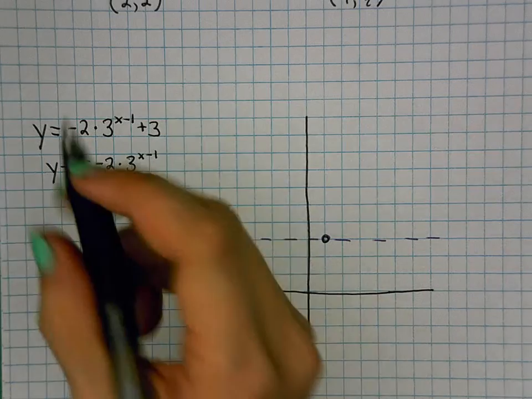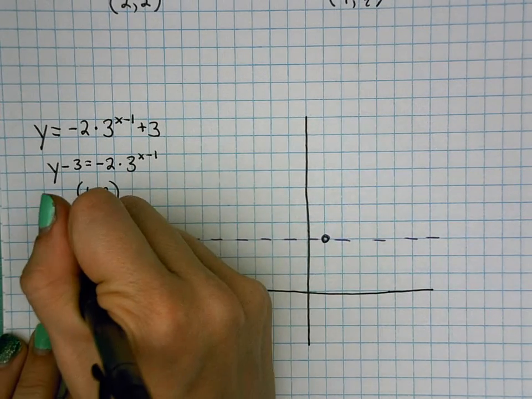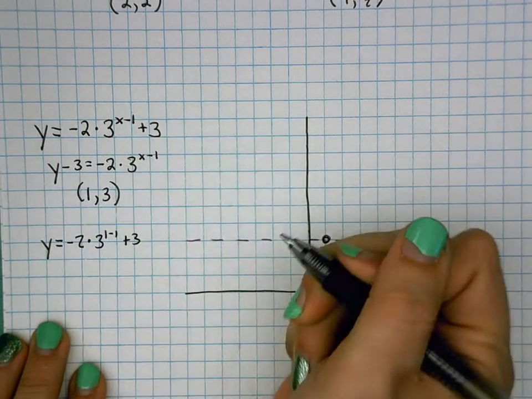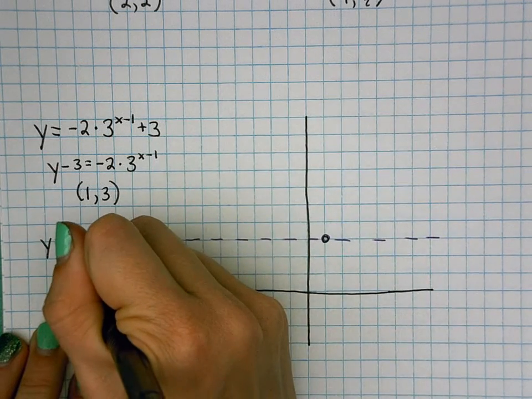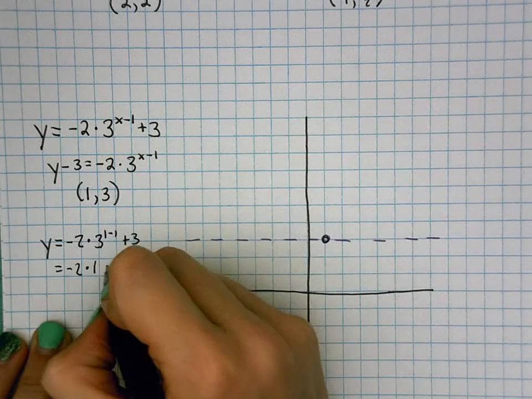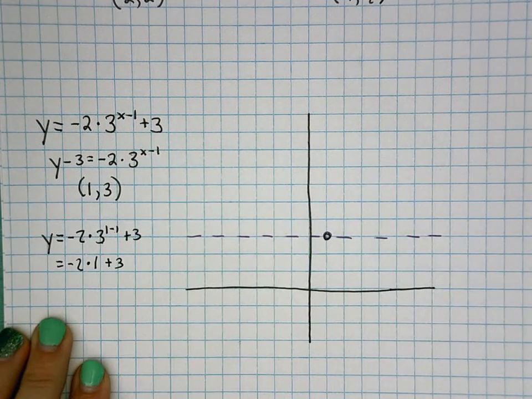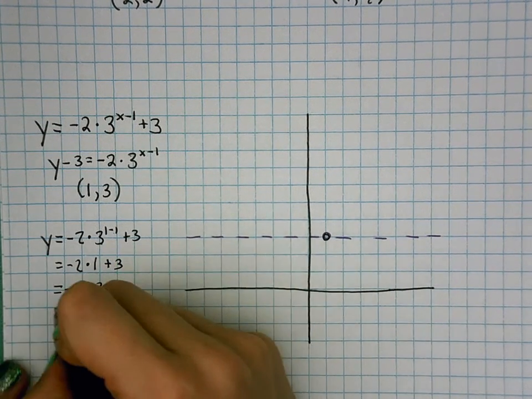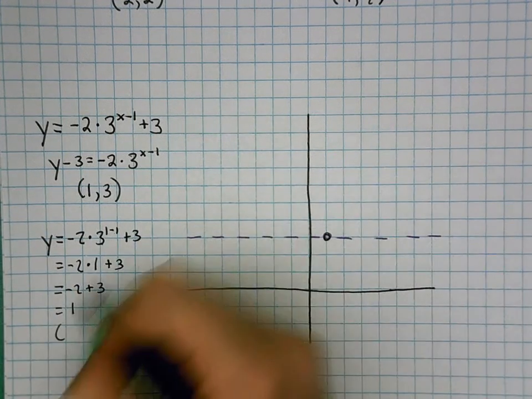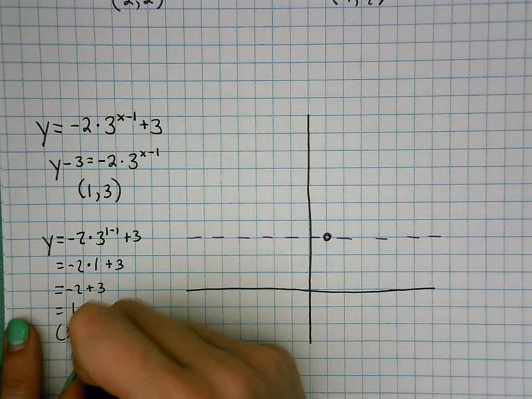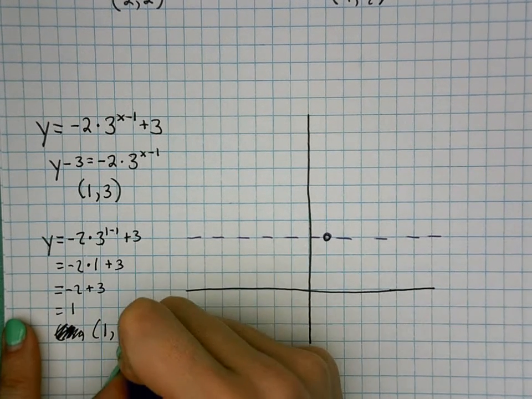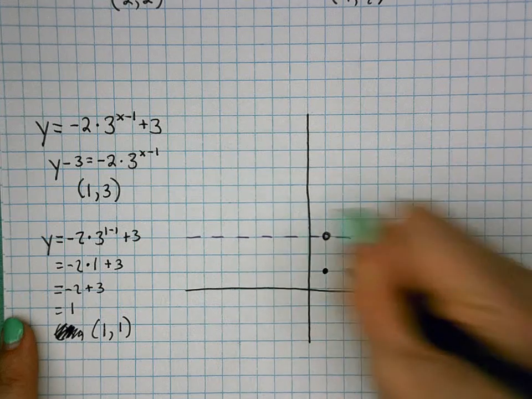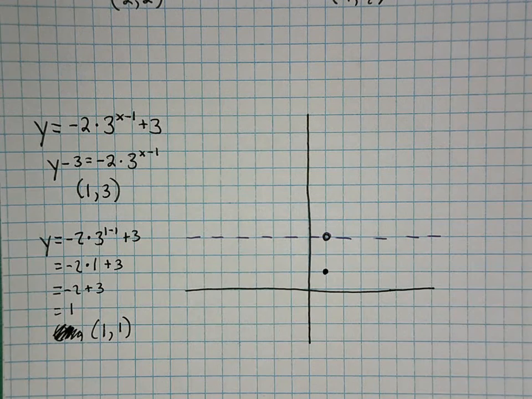I'm going to go ahead and plug in 1 first. So y equals -2 times 3 to the 1 minus 1 plus 3. -2 times 3 to the 0 is 1 plus 3. And -2 plus 3 is 1. And so my first coordinate point here is that when x equals 1, y equals 1. Let me write that. When x equals 1, y equals 1. Okay? And then you have to pick what other point you want to plug in.